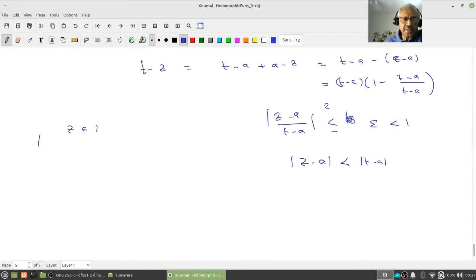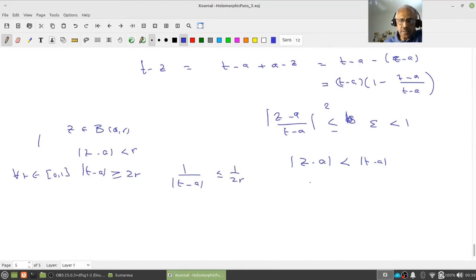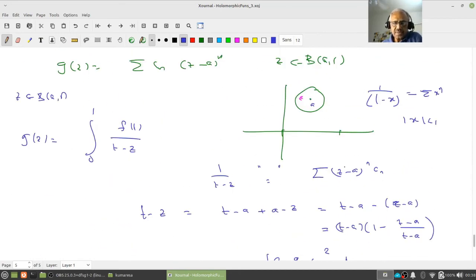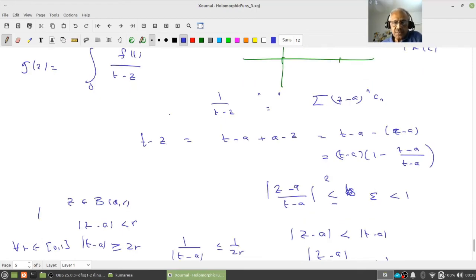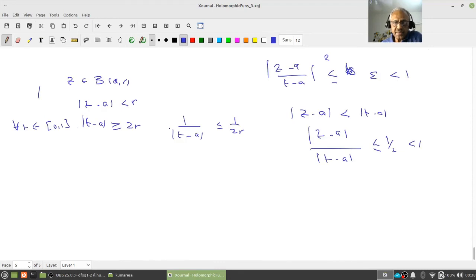Z belongs to where? V r. Therefore, mod z minus a is less than r. And mod t minus a is greater than or equal to 2r for every t in 0, 1. Therefore, 1 by mod t minus a is less than or equal to 1 by 2r. Therefore, mod z minus a by mod t minus a is less than half. So I can do the geometric power series. Yes? But I just have to make sure of something more about mod t minus z. Okay?